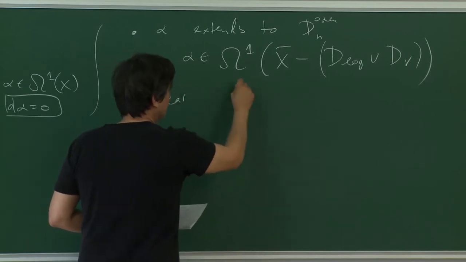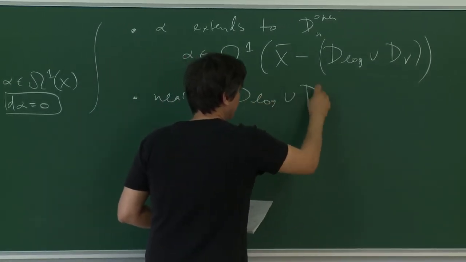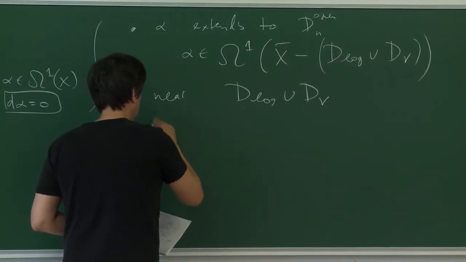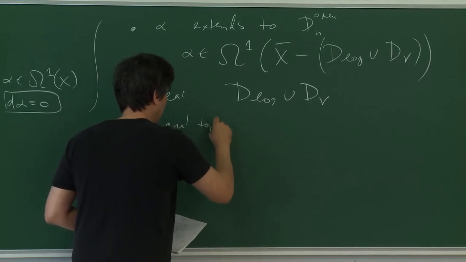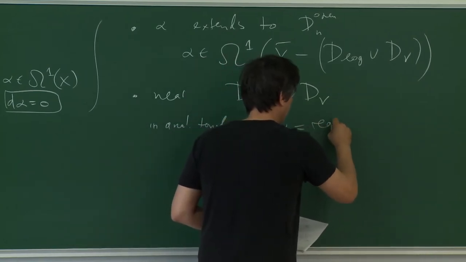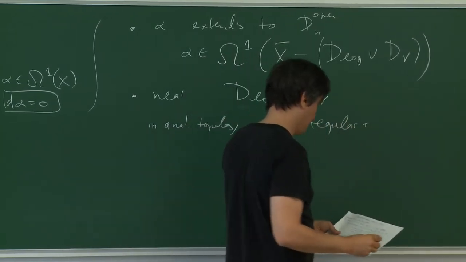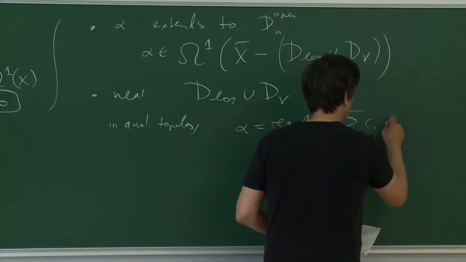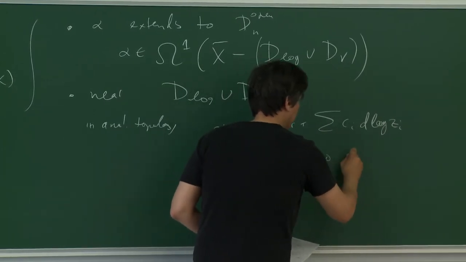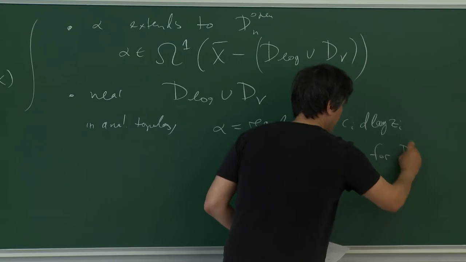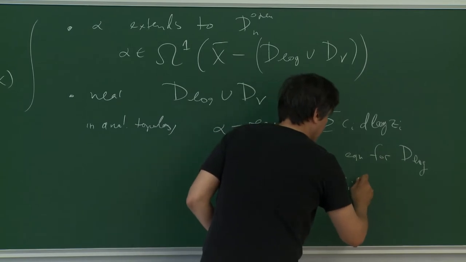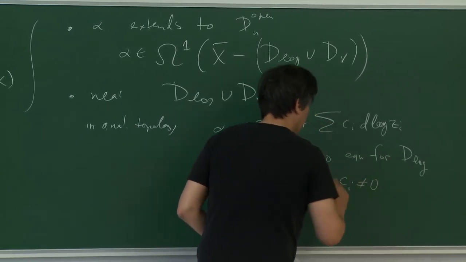Near these things, the form is not defined. It should have the following form in the analytic topology. Alpha will be some regular form without any poles, plus some linear combination of c_i d log z_i, where the product of z_i equal to zero is the equation for the logarithmic part of my divisor, and c_i are just some non-zero complex numbers.